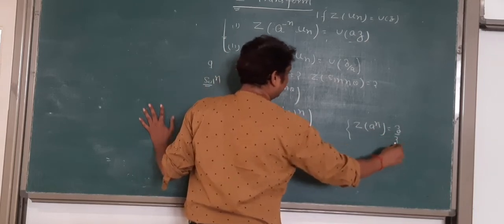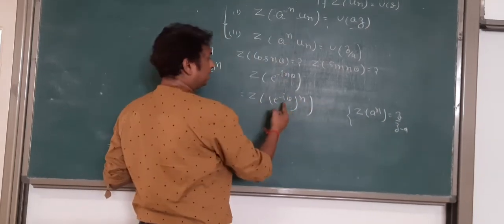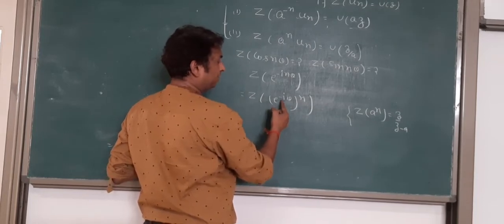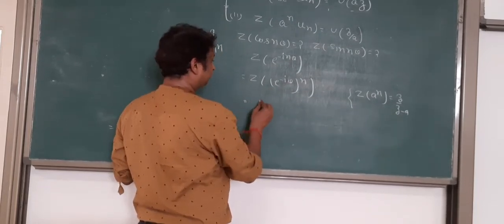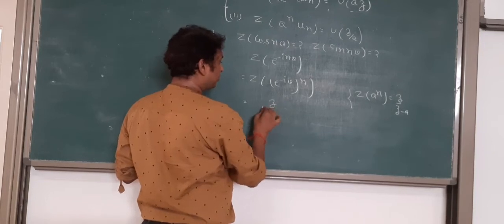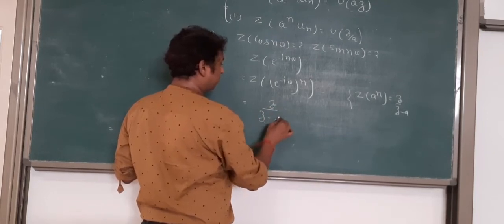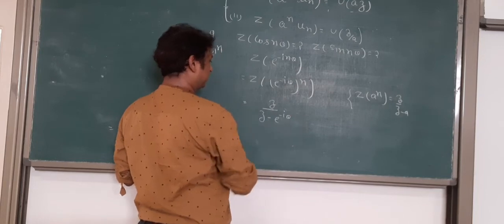It is z upon z minus a. So it is of that type. Just in place of a, we have e to the power minus iota theta. What is the value? z upon z minus e to the power minus iota theta. Correct?